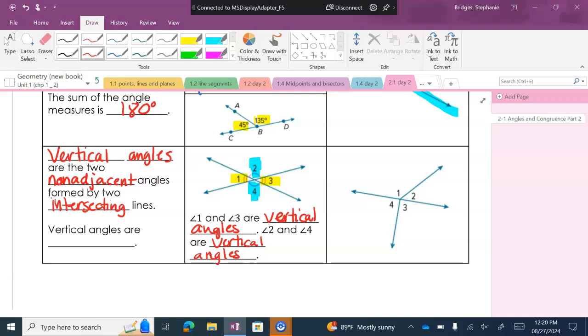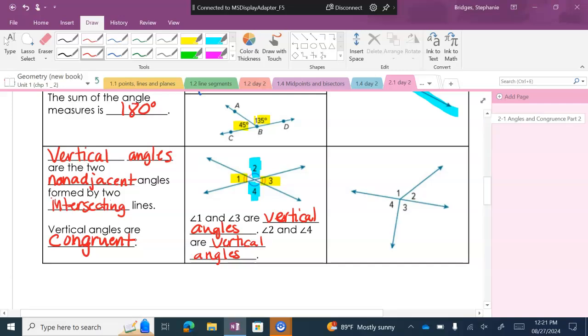Well, vertical angles are always going to be congruent. Okay, vertical angles are always congruent. So in that picture, whatever angle 1 is, angle 3 is going to be exactly the same. So if angle 1 is 50 degrees, guess what angle 3 is going to be? 50 degrees. Also, angle 2 and angle 4 would be the same measure.